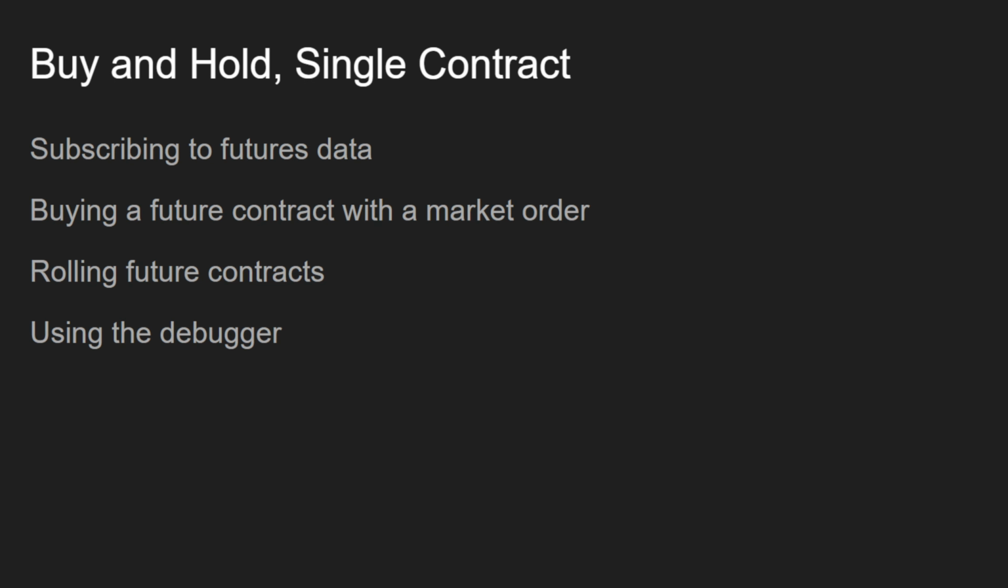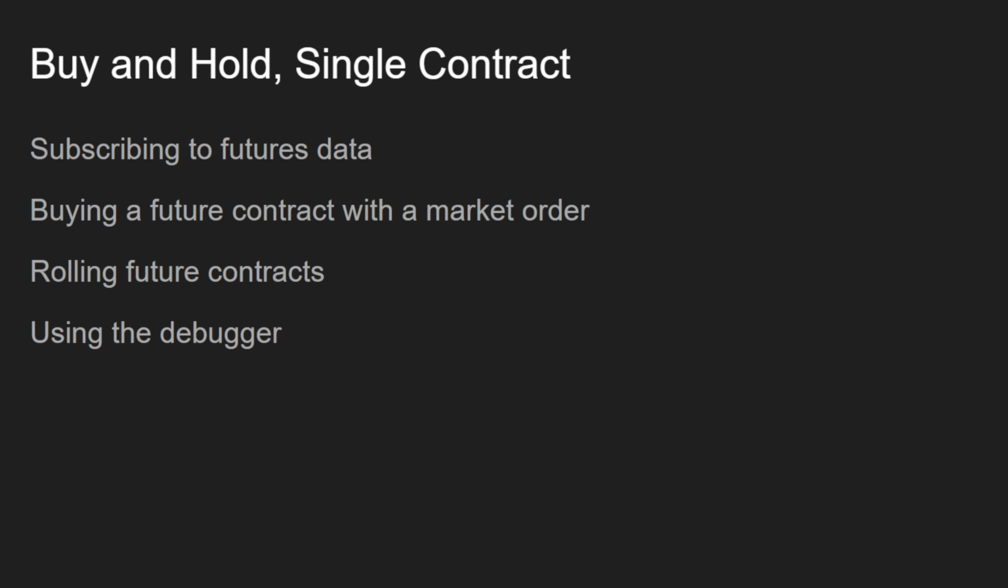By the end of this video, you'll be able to backtest the strategy of buying and holding one E-mini SP500 future contract, or ES contract. Along the way, you'll learn the following: subscribing to futures data, buying a future contract with a market order, rolling future contracts, using the debugger.